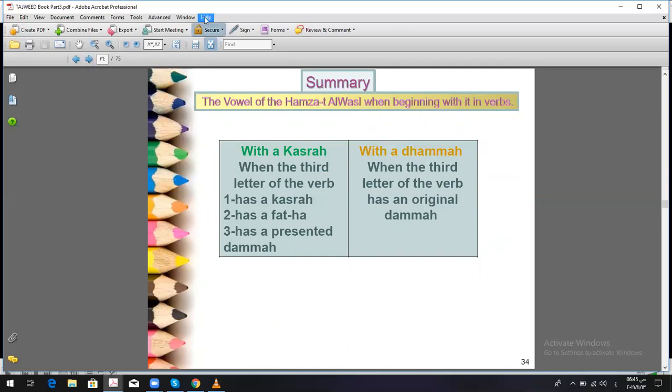Inshallah, Nuran, that's the first point we covered about Hamzat al-Wasl and Hamzat al-Qat.